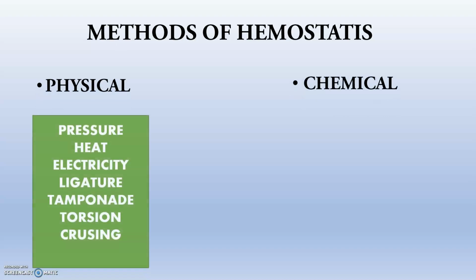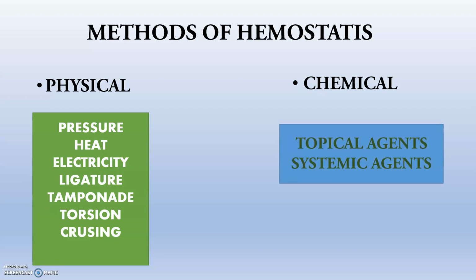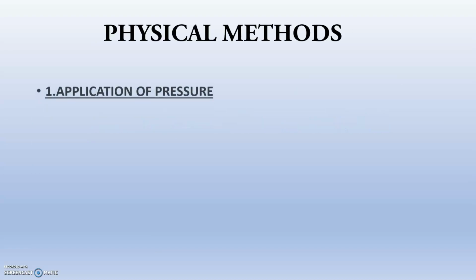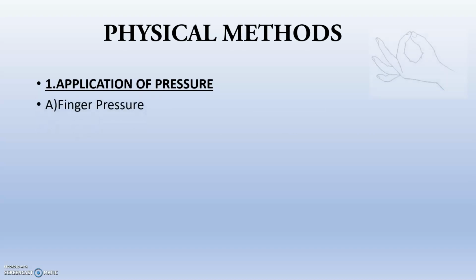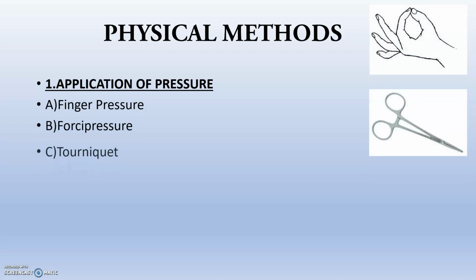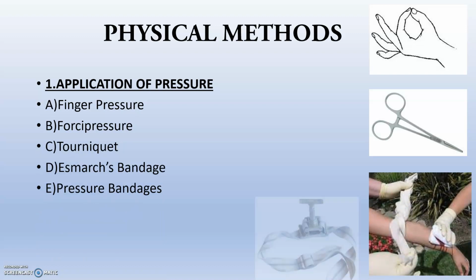Next are the methods of hemostasis. This is very important. We will be dealing with physical methods and chemical methods. Under physical methods, we have pressure, heat, electricity, ligature methods, tamponade, torsion, crushing, etc. In case of chemical methods, we will have topical agents as well as systemic agents. Moving to the physical methods of hemostasis, we have application of pressure, that is finger pressure, forceps pressure, and ligating. Next are tourniquets, which are very familiar. Next are Esmarch bandage and pressure bandages.